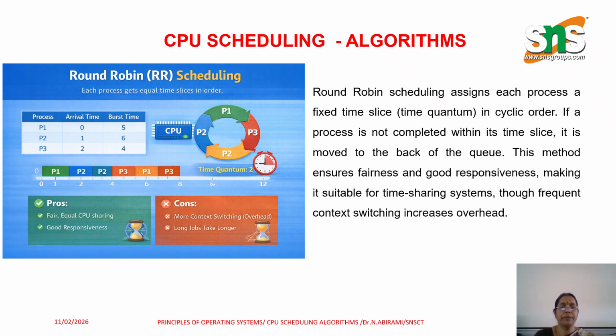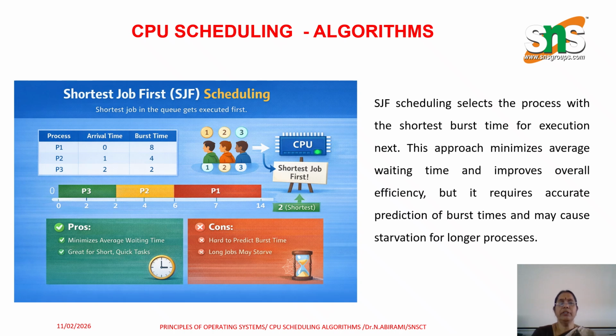The next important scheduling algorithm is the shortest job first. This determines that the process selected is the one whose burst time is the shortest. So from the ready queue, based on the number of processes and their burst times, the processes are scheduled. This approach minimizes the average waiting time and improves overall efficiency, but it requires accurate prediction of the burst time, and this may cause starvation for longer processes.